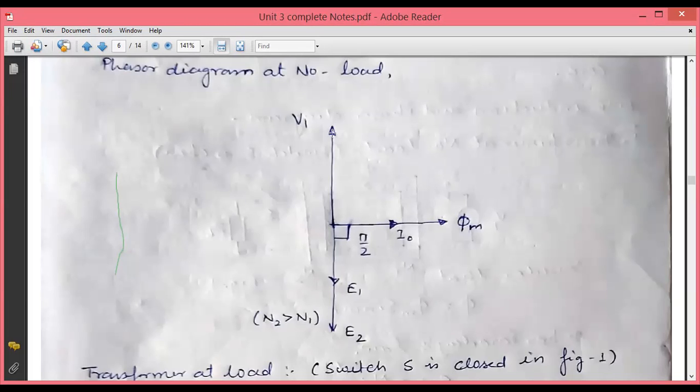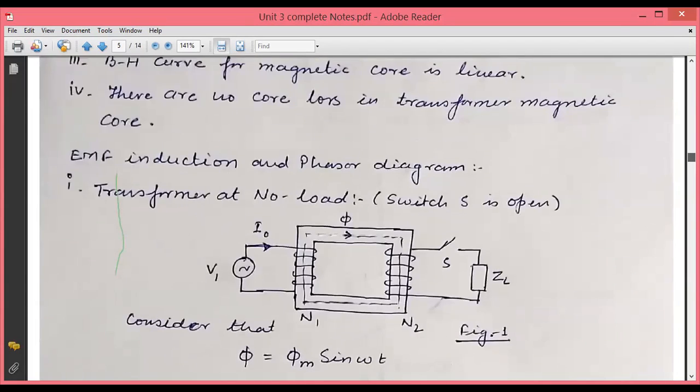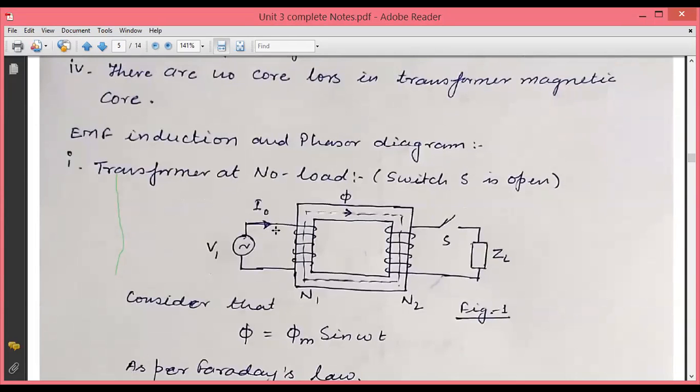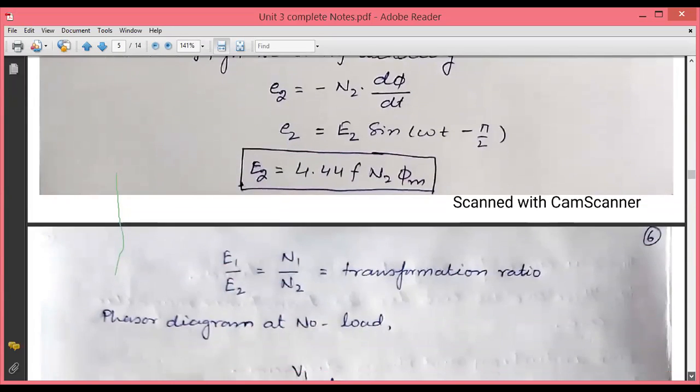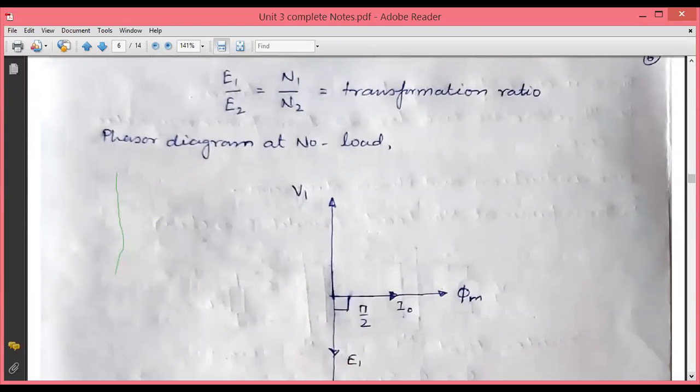So if we apply KVL in the primary winding of the transformer, the primary voltage applied and the primary EMF induced are opposite to each other, and both will balance each other. Therefore, if we have the flux, we have the phasor diagram of the primary induced EMF E1. Based on that, equal and opposite, we have the primary voltage applied. So this is the phasor diagram at no load.